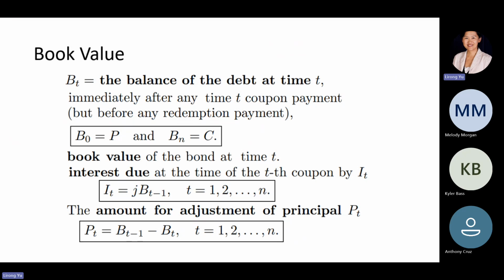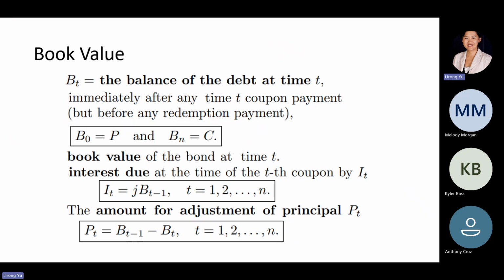Okay, so B0 equals P, because if you haven't paid any coupon yet, what you owe is what you paid. So the price that you pay for the bond is the book value at time 0. The final payment is C. So if you had the N coupons already paid, then at time N is the redemption. When the bond matures, the final payment is C. The redemption payment is C. So BN equals C. So what about in the middle of it?